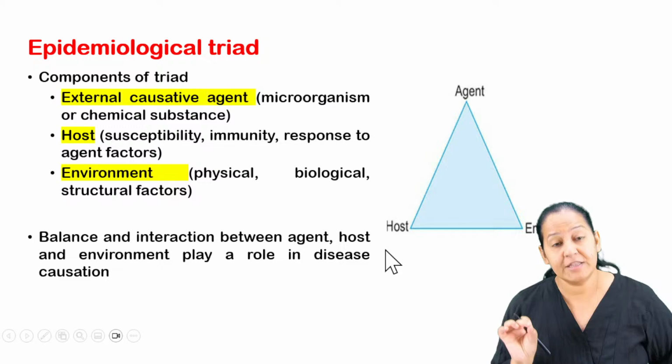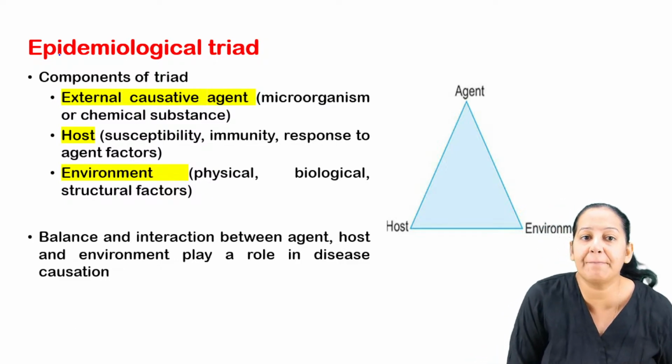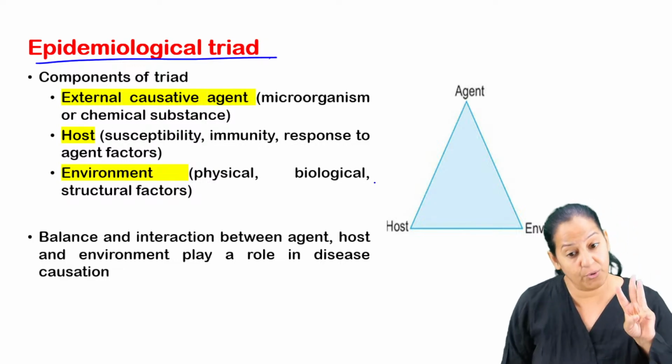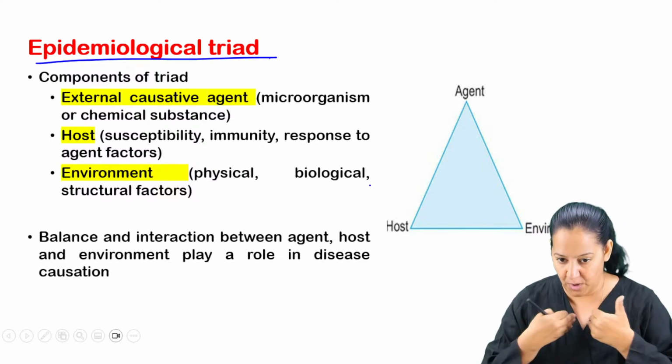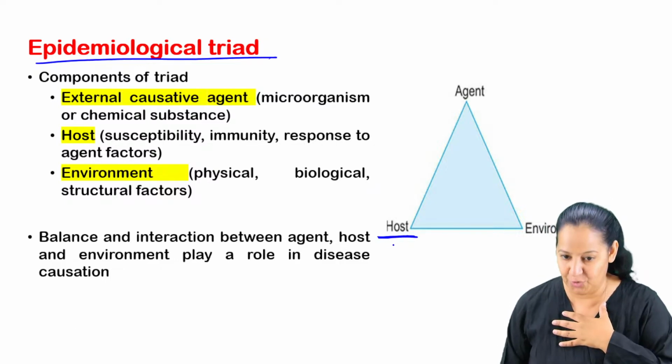Now, there is a theory for the disease. How does the disease occur? The name of the theory is the epidemiological triad. In this theory, three components are there. For any disease to occur in a human being, three things are required. Number one, there should be a host. Host means man, human or animal.